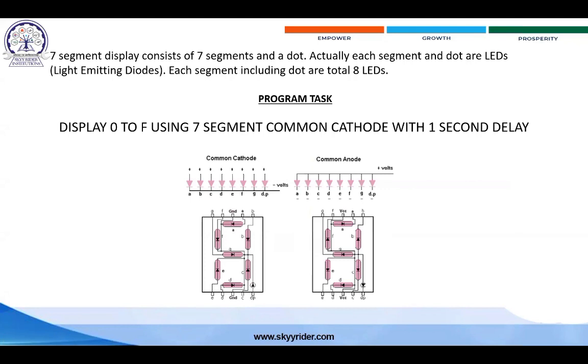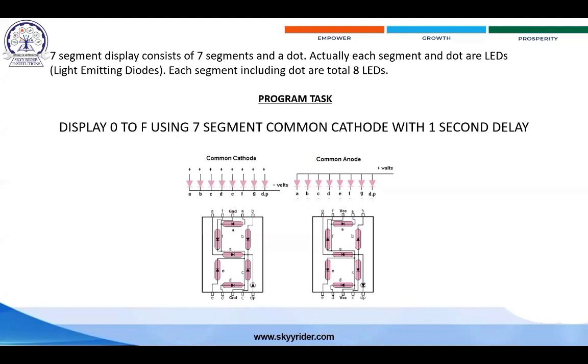Hope you got it. So the LEDs, or the diodes, are divided into 7 segments. That's why the name of the screen is 7-segment display. Is that clear?